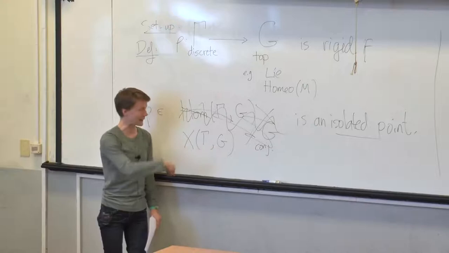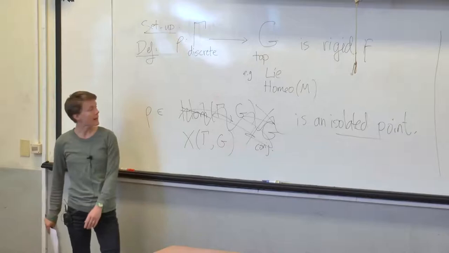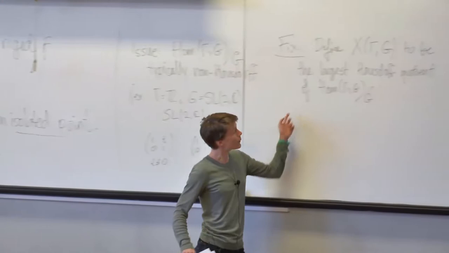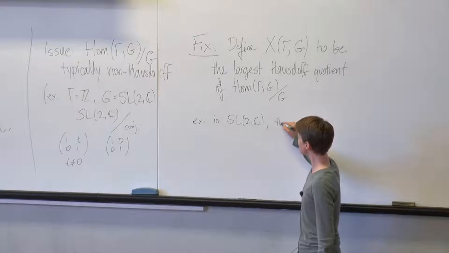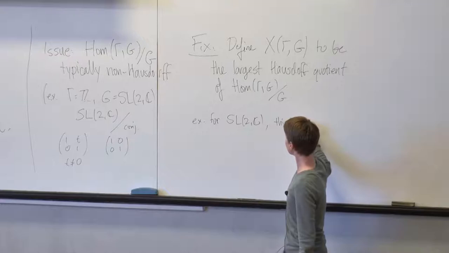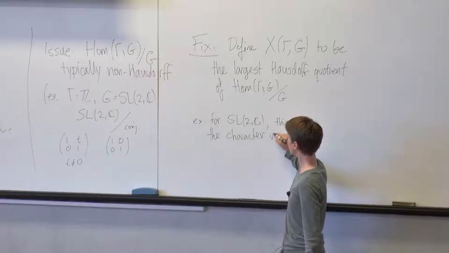Okay, so that maybe sounded like a bunch of setup and abstract nonsense, but this is a thing that people work with all the time. So for an example, in SL2C, in the case where your group really is this, or I should say four, this is the character variety. So it's better than being Hausdorff. It actually has the structure of an affine variety. So there's all kinds of algebraic structure.